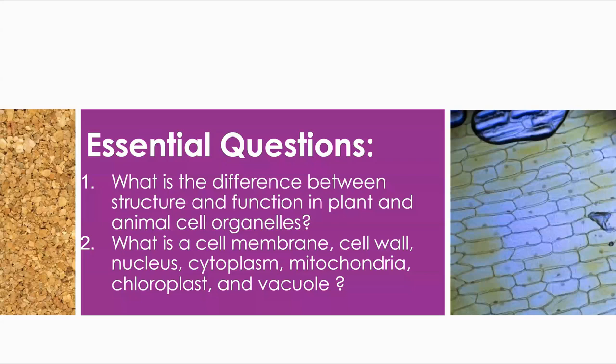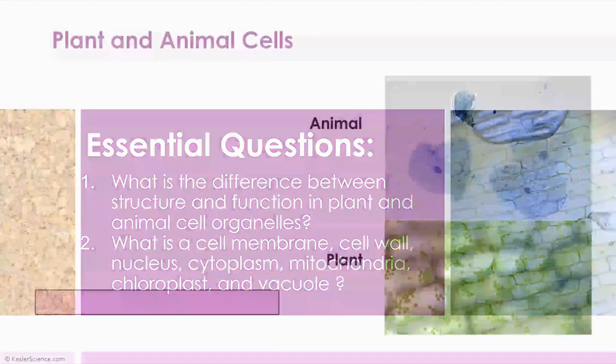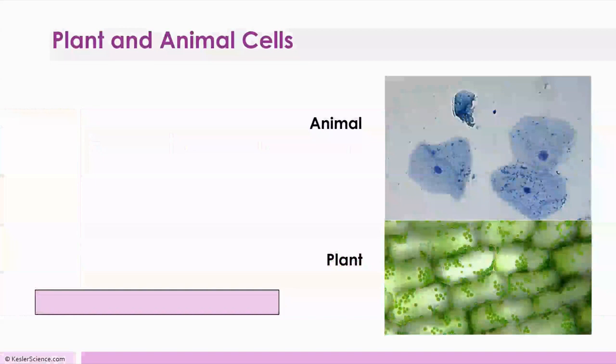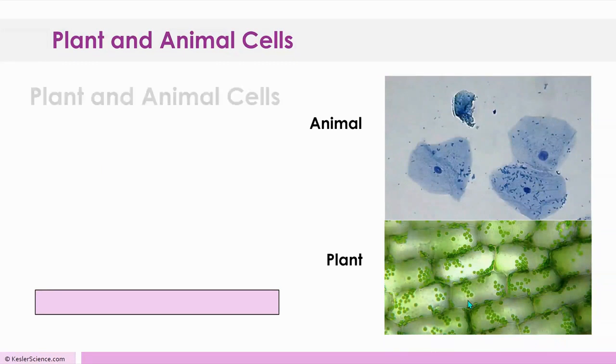We're looking at what is the difference between plant and animal cells and their organelles, like what's inside them. What's a cell membrane, cell wall, nucleus, cytoplasm, mitochondria, chloroplast, and vacuoles. So we've been studying plant and animal cells, and here we have some human cheek cells. Humans are animals, and here we have some plant cells. Not onion cells, but some plant cells.